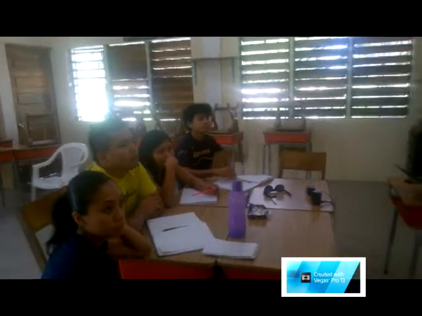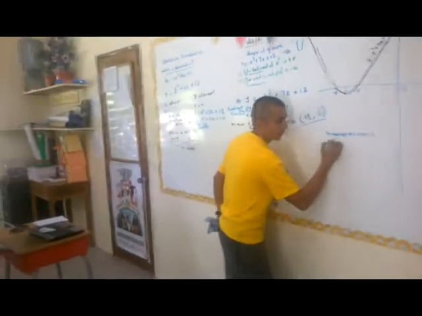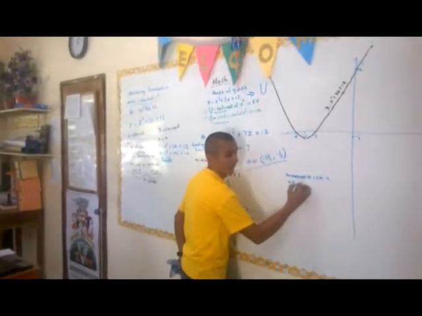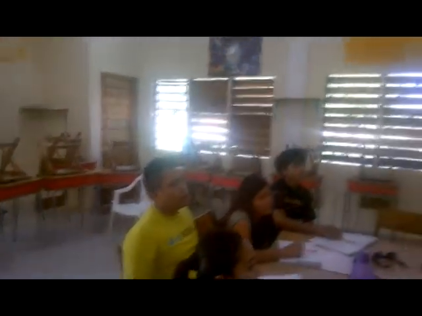It's symmetrical at the minimum value where x is equal to negative 3.5. At the line x equals negative 3.5, this is the line of symmetry.